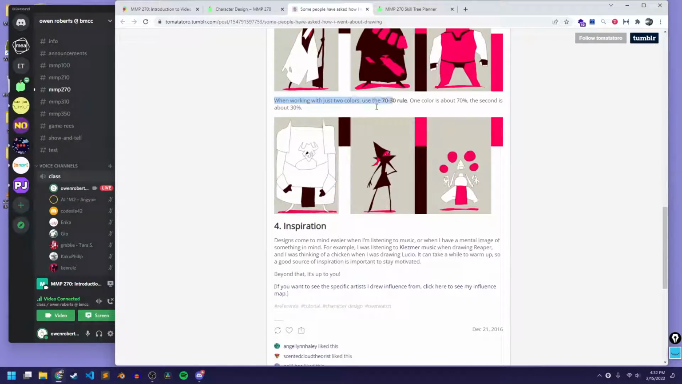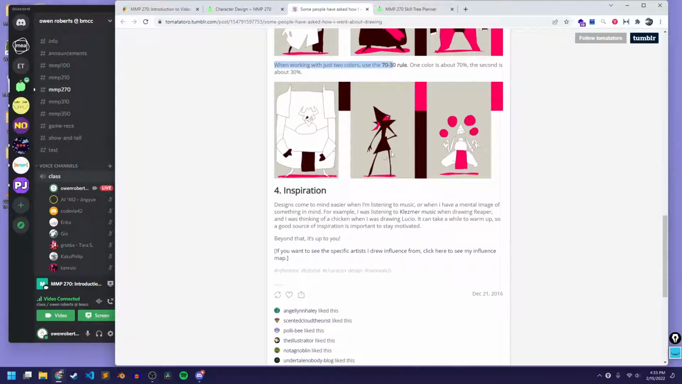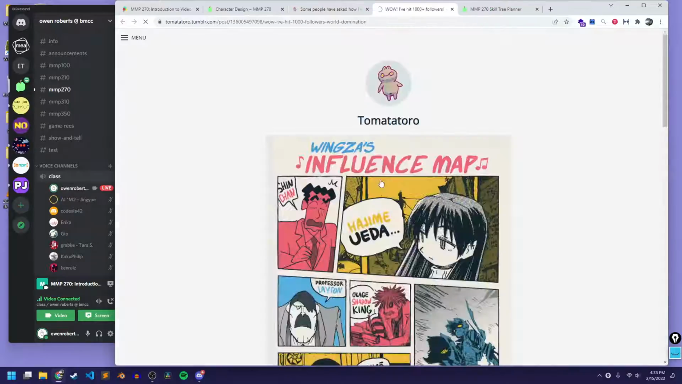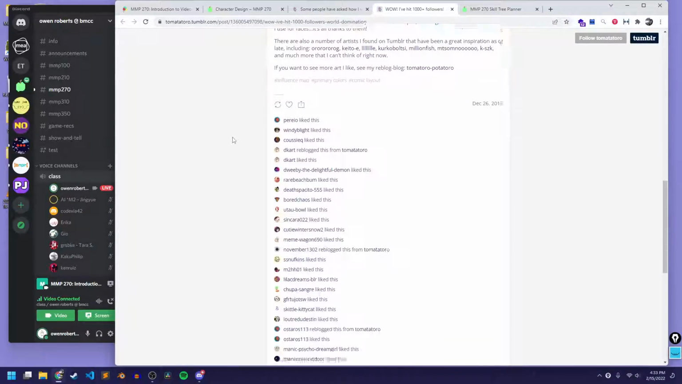If he's using 2 colors, he just changes it to 70-30, so 70% one color and 30% the other color. So again, this is just one approach. You don't have to use the same approach, but it's good to develop some rules. Sometimes these types of rules will come out of just doing a bunch of different designs and noticing, oh, I tend to prefer designs with 3 colors or 2 colors or 5 colors or whatever it is, and then you can start to refine what your approach is. He has a link to some of his inspiration.